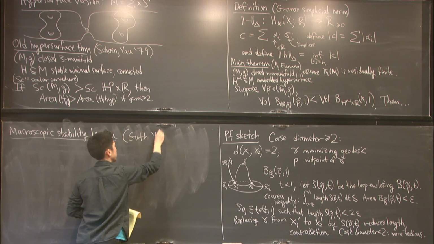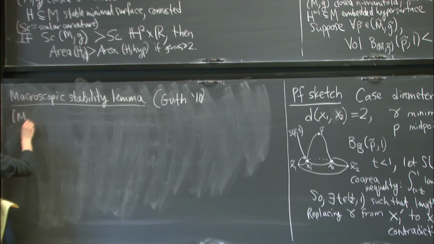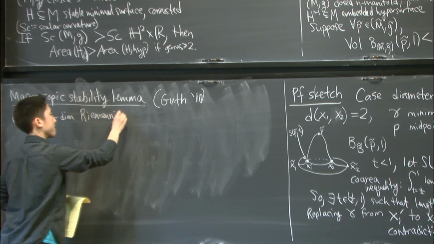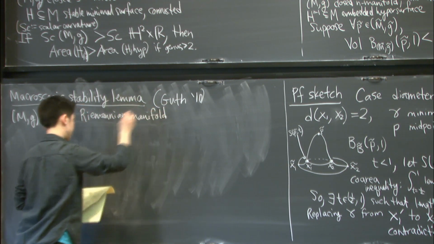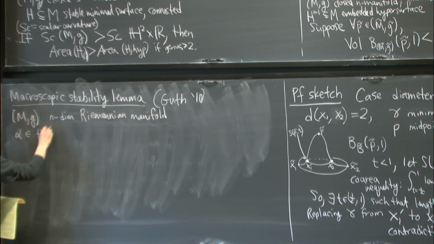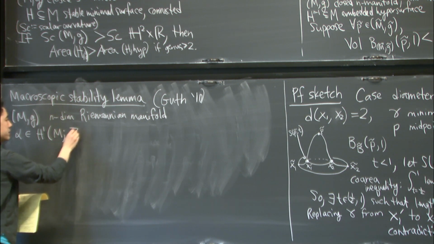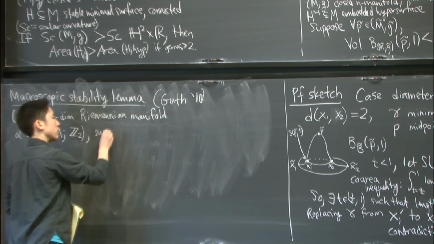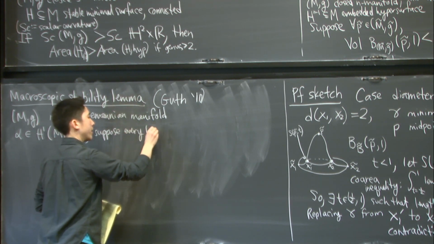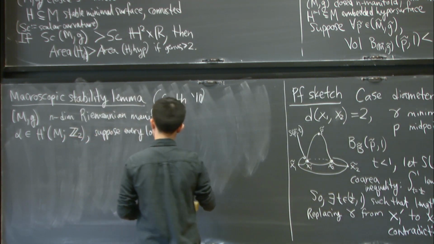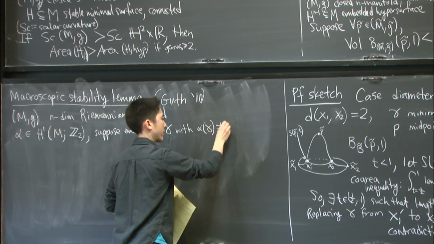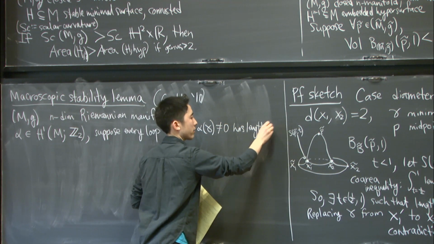And this is from Larry Guth in 2010. So it says the following: if we have an n-dimensional Riemannian manifold, and suppose we have a cohomology class in dimension 1 with Z mod 2 coefficients, and suppose that this cohomology class has length at least 2, meaning that every loop gamma, where alpha evaluates to a non-zero number, has length greater than 2.